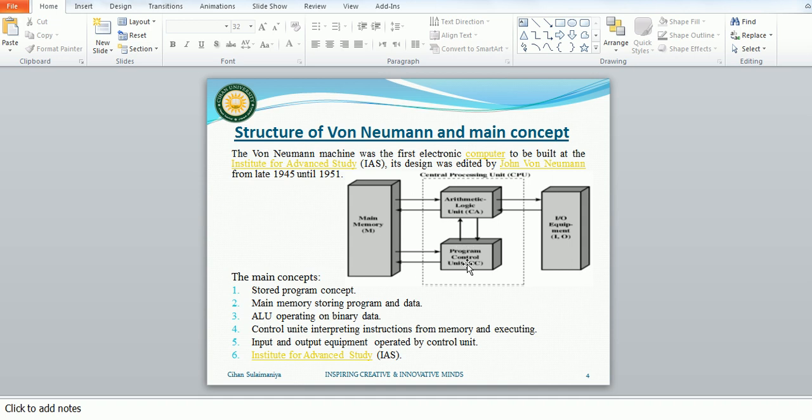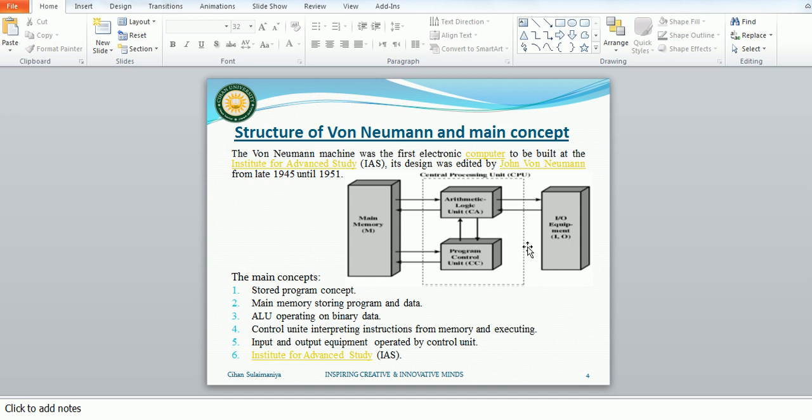interpreting instructions from memory and executing. So see here, interpreting from memory and executing through the arithmetic logic unit to input output. So that's how it's going to deal. Input output equipment operates with the control unit, and the control unit works through the arithmetic logic unit. So that's how it's going to work.